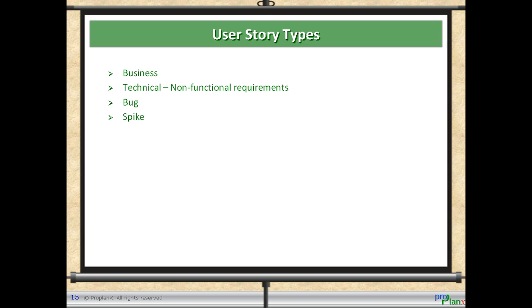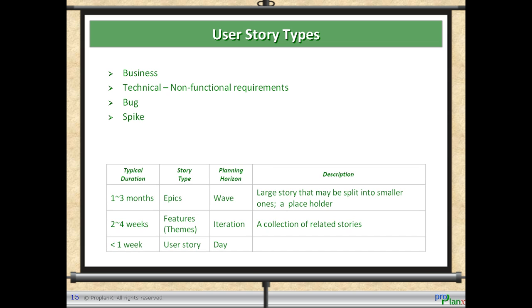User story types. There are different types of user stories, such as business, technical, bug, and spike stories. User stories may also be classified based on how big they are. Epics or placeholder stories are a large story that may be split into smaller ones. These are of 1 to 3 months in time horizon and are considered a wave. A theme is a collection of user stories with a time horizon of 2 to 4 weeks. A user story is more at a day level with a time horizon of about a week.